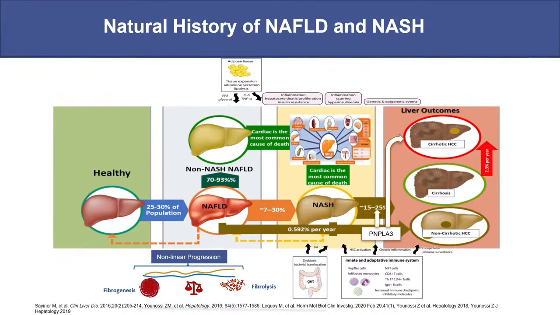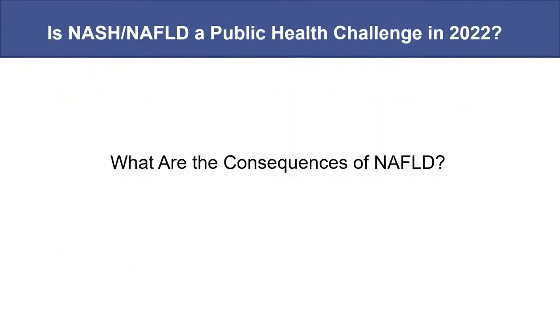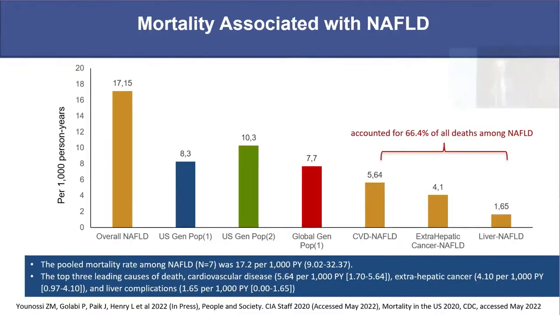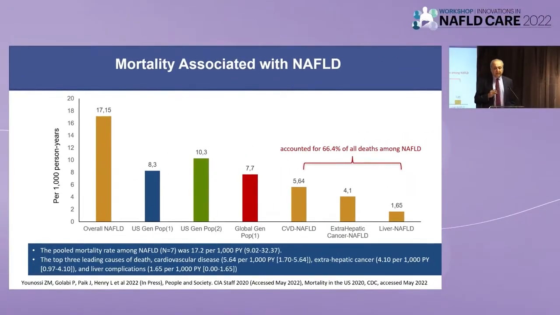And that needs to be addressed. So this makes disease progression and natural history quite complicated. Consequences, this is also from our meta-analysis. When you look at mortality, it is about 17 per 1,000 person-years. This is twice as much as in the general population.